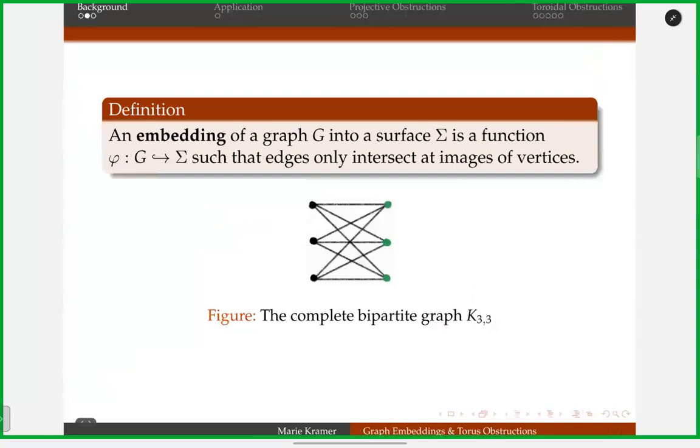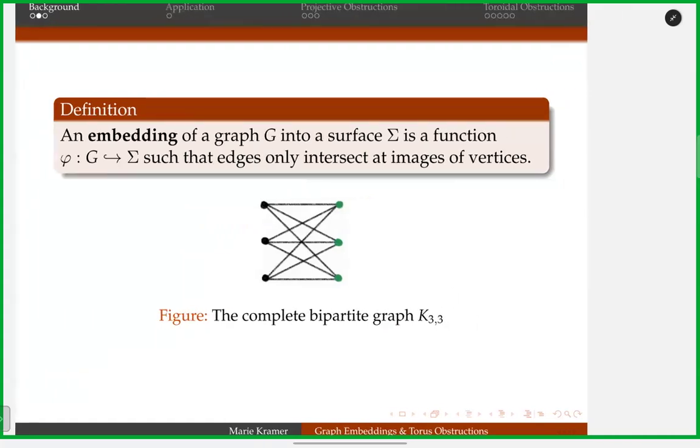Okay, what about embedding other graphs into the plane? This is probably one of the most famous examples. I'm expecting everyone in this room has seen this before. We all know that K33 doesn't embed into the plane. There are multiple different arguments you can give for that. It's been known for about 100 years.